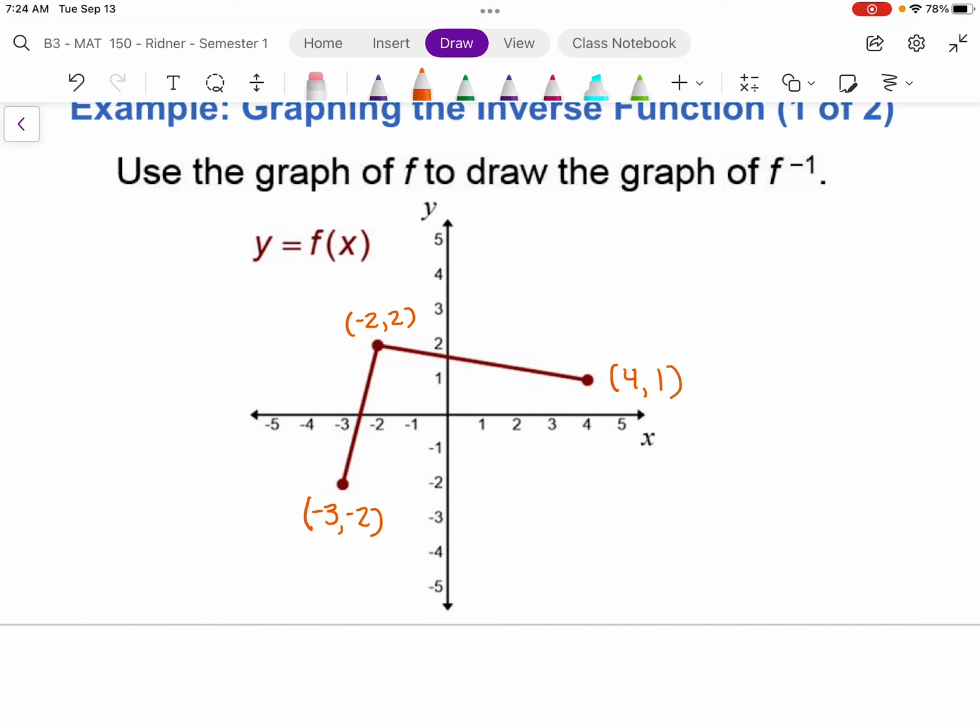The inverse is just going to be the flip of those. So 1, 4, switching x and y. 2, -2. And then -2, -3. And then connect those. Okay, so that would be the inverse.